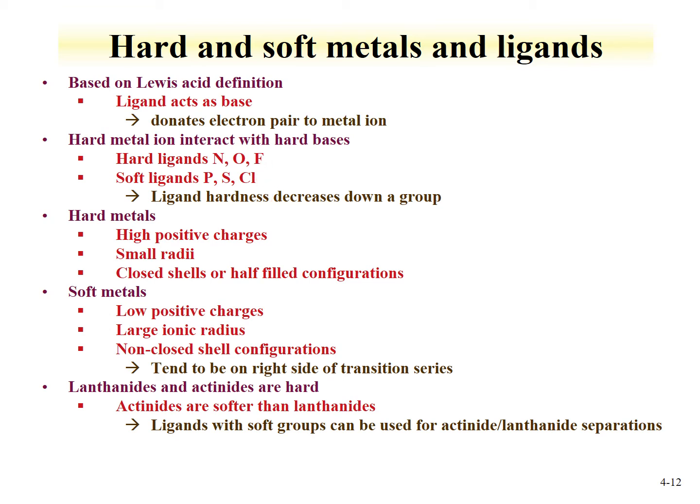Hard metals have high positive charges, small radii, and tend to have closed or half-filled configurations. Soft metals, examples are lead, mercury, have low positive charges and relatively large ionic radii. The lanthanides and actinides are both hard metals. However, actinides tend to have more covalent characteristics because of the 5f electrons, so they tend to be softer than lanthanides. So ligands with soft groups can be used for actinide-lanthanide separations by preferentially binding with the actinides.